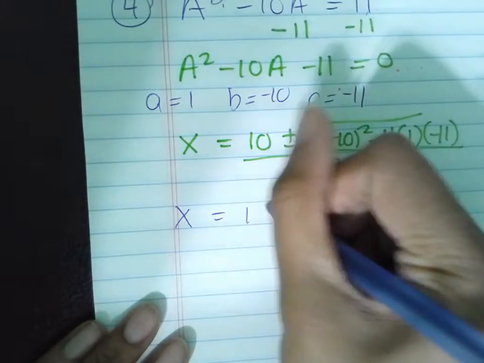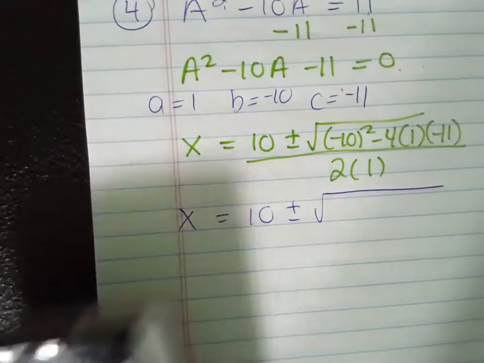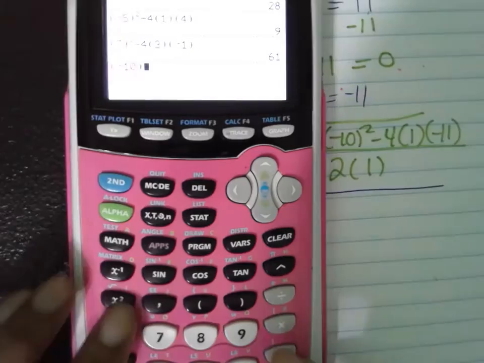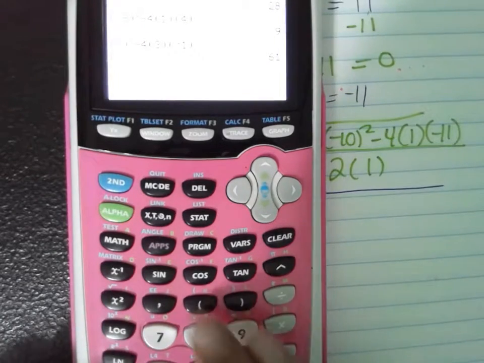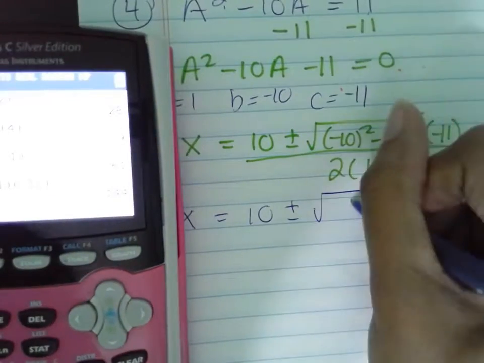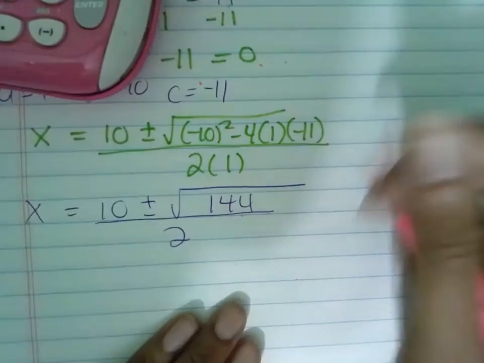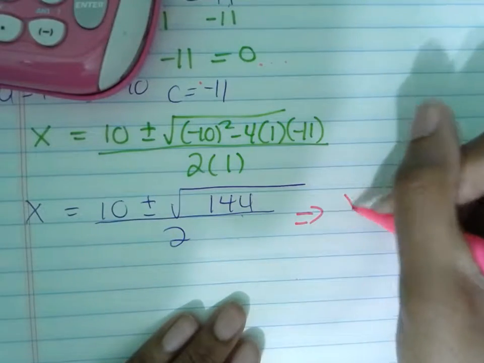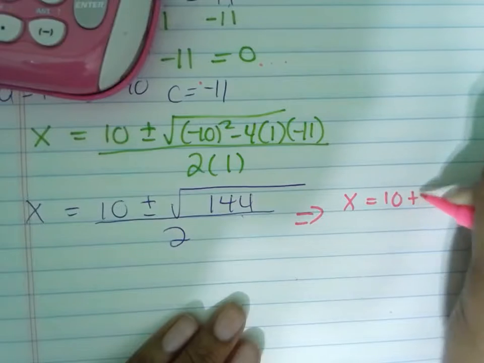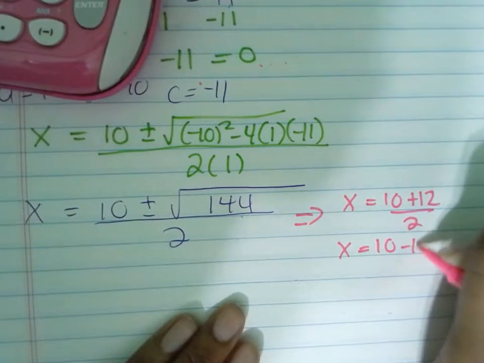All right, so work inside. Negative 10 squared minus 4 times 1 times negative 11 is 144. And then 2 times 1 is 2. All right, we can take the square root of 144. It's 12. So x equals 10 plus 12 divided by 2, and then x equals 10 minus 12 divided by 2.